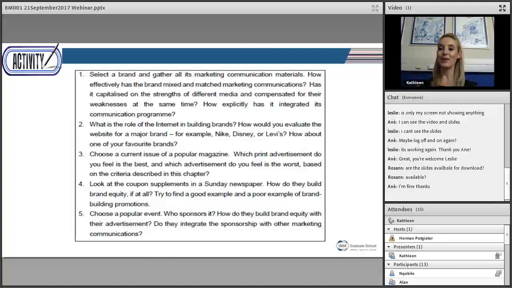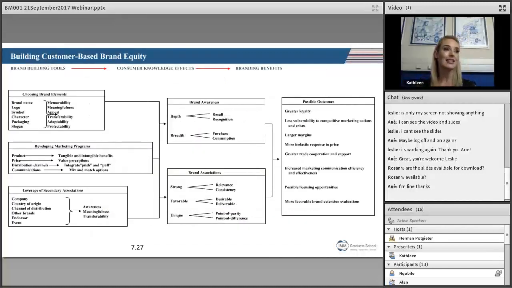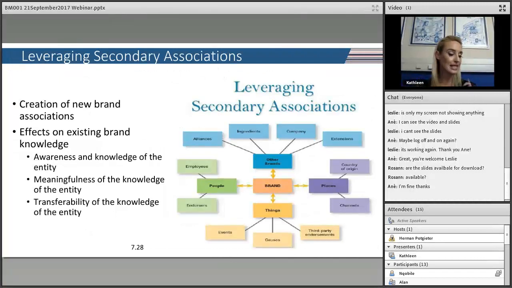Okay, so I think that we can continue and have a look at our next study unit. Study unit 6 is now relating to chapter 7 of your textbook. And the focus of chapter 7 is on leveraging. As I said, we were going to get to that later.